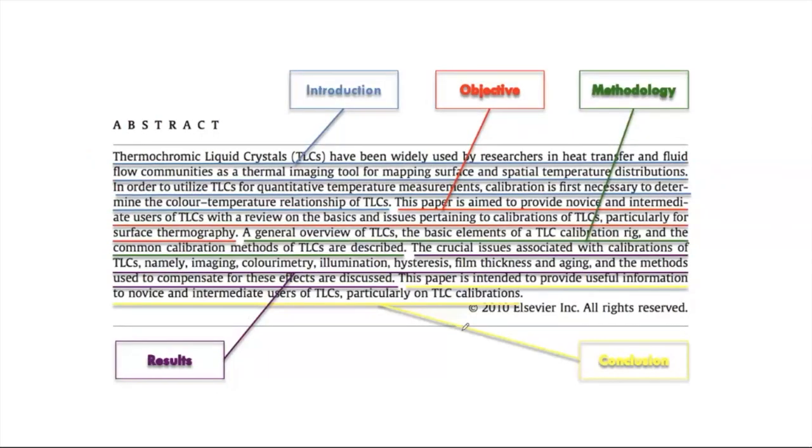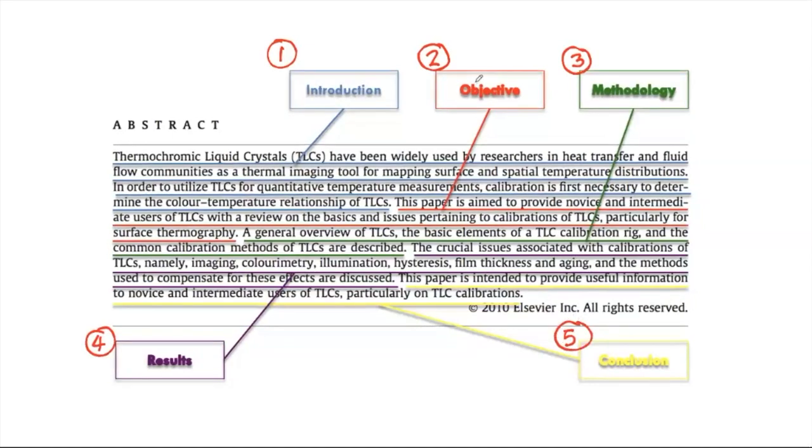Now, let us look into the abstract. What are the components of an abstract? The rules stay the same. For a review paper or any technical paper, you have these five elements. An abstract should have an introduction. It needs to have the objective of the paper. Of course, the methodology or the approach. And next, we have the significant results or findings, and finally the conclusion, right?